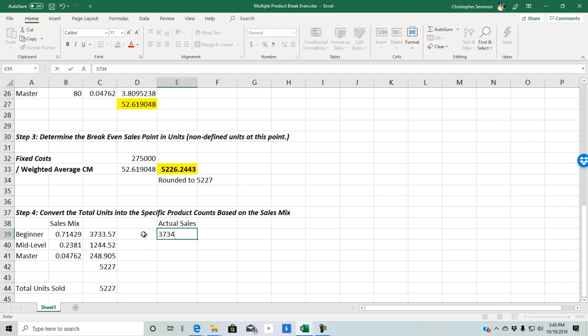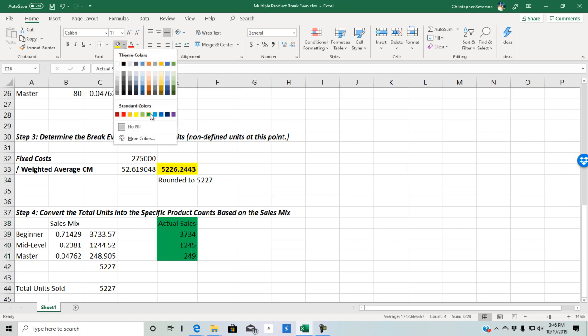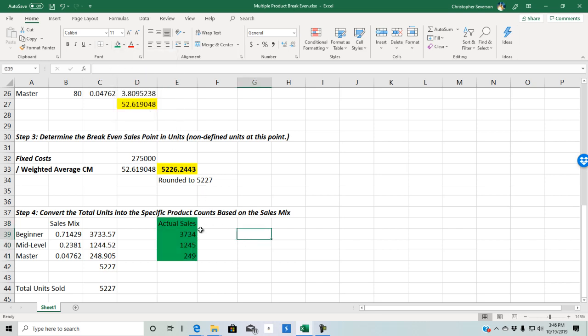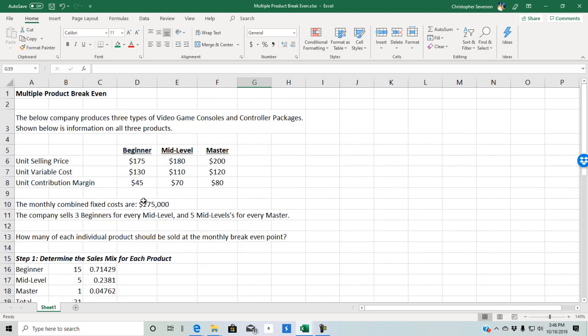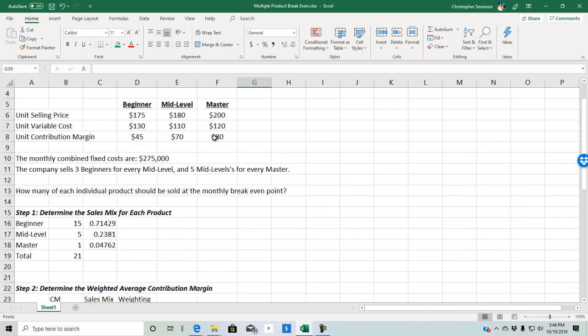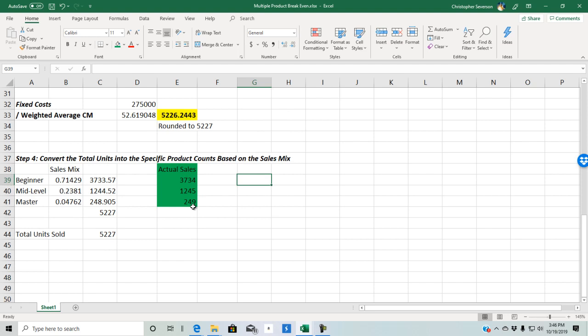We need to sell 3,734 units of this, 1,245 units of this, and 249 units of this. And interestingly, they all would have rounded up anyways. But even if it was below 0.50, we would still have to round up. So this ultimately is our answer that we're looking for. We've converted all this data. We know we need to break even. We've converted all this data into this number of units.